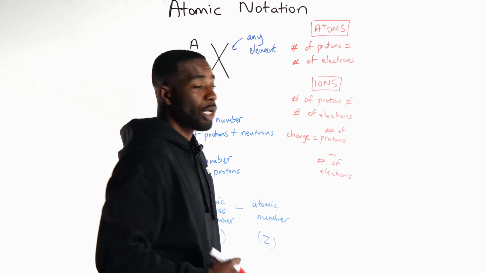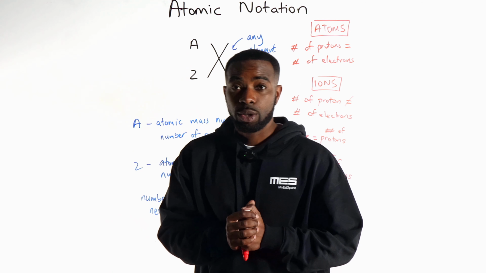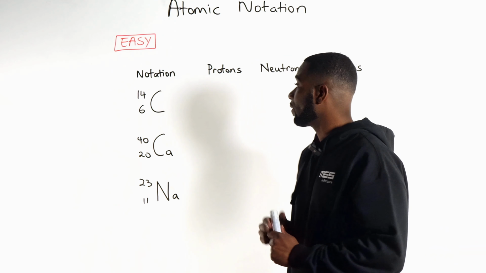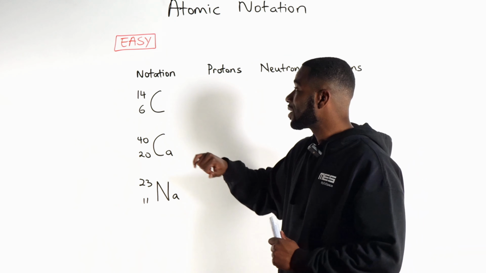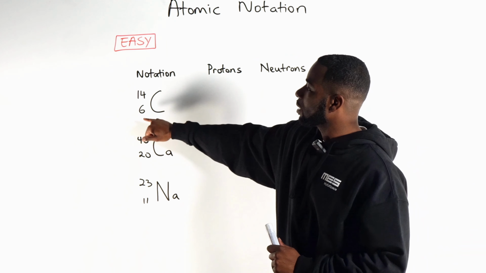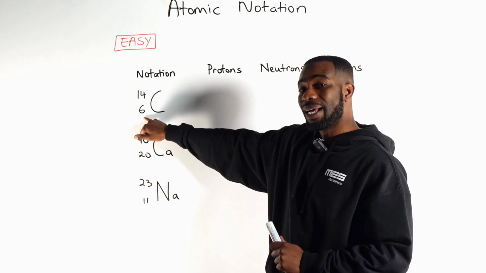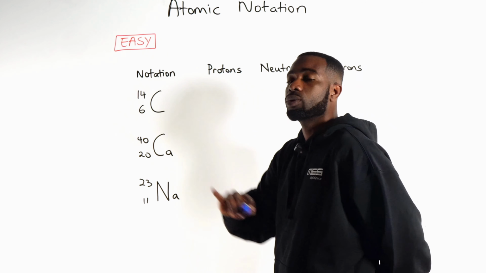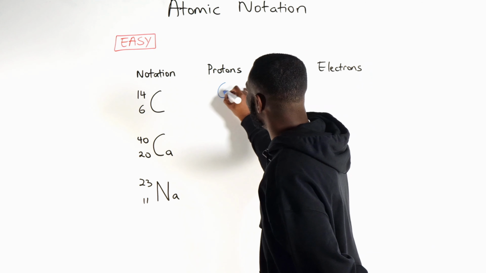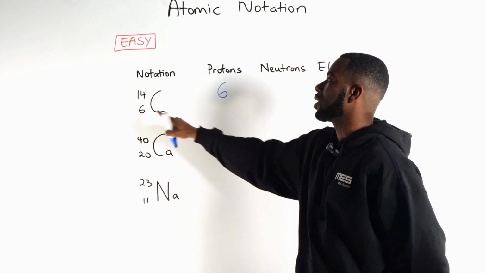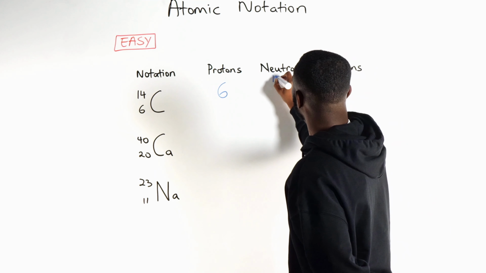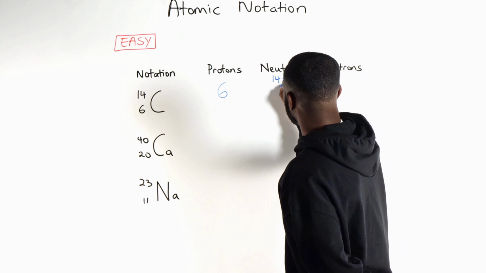So this is just a quick intro. What I'm going to do now is take you through some example questions. We've got some easy examples on the board here. For the first one, you can see that we've got carbon, the atomic number is 6 and the atomic mass number, the massive one, the larger one, is 14. So the number of protons equals the atomic number, that's easy, that's 6. For the number of neutrons, you do the atomic mass number, take away the atomic number. So that would be 14, take away 6, which gives us 8.